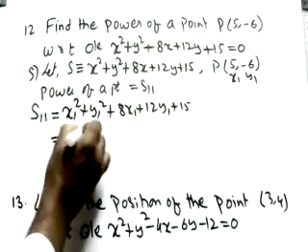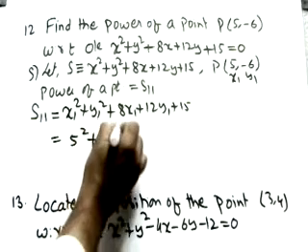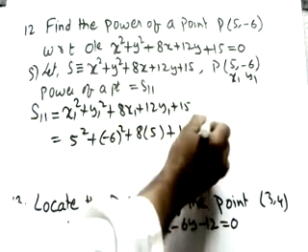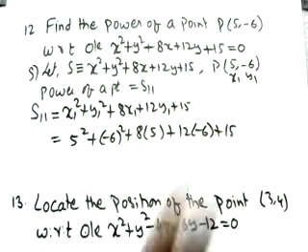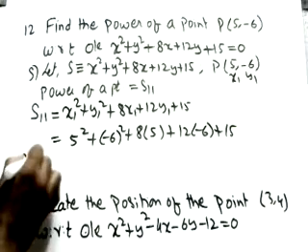Okay, now let me substitute the values. x1 is 5, 5 square, y1 is minus 6 square, plus 8 into 5 plus 12 into minus 6 plus 15. So let me solve this one.